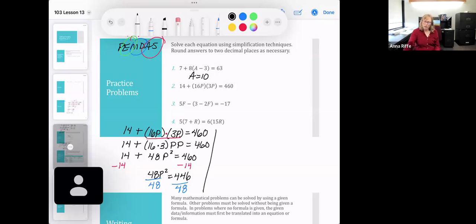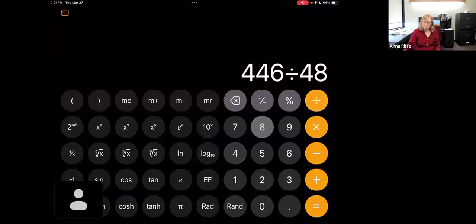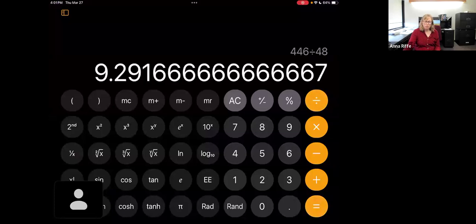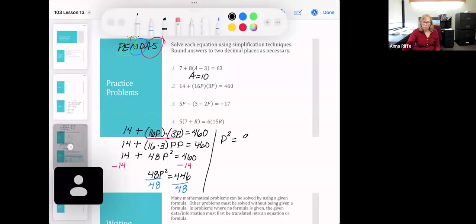Okay, so we'll divide by 48, which gives us p squared is equal to 446 divided by 48. So that extremely long number, 9.29166666666, etc. About 9.2917.